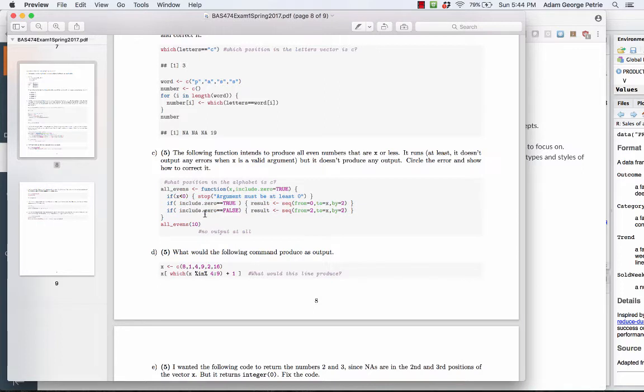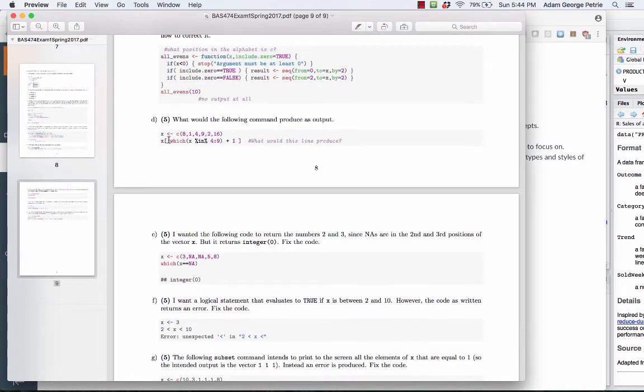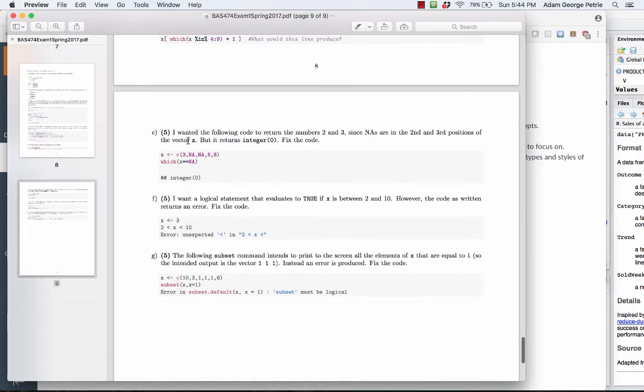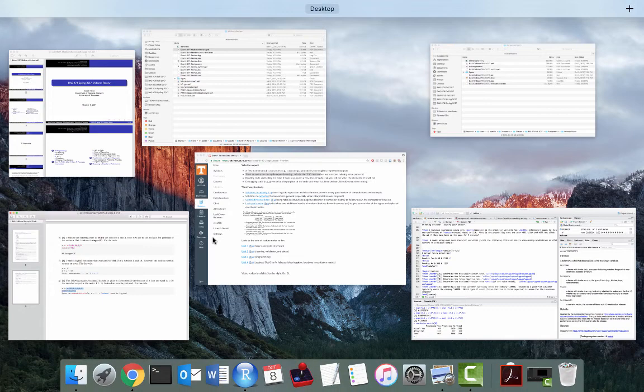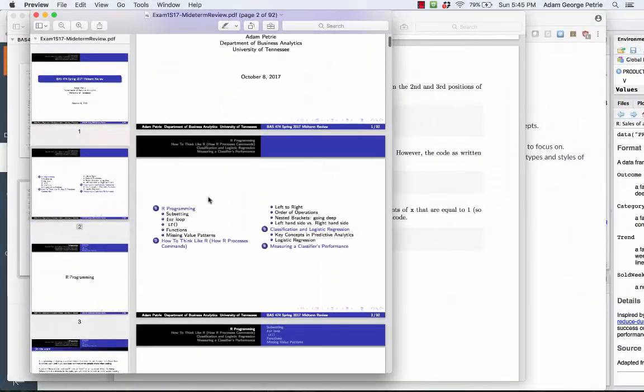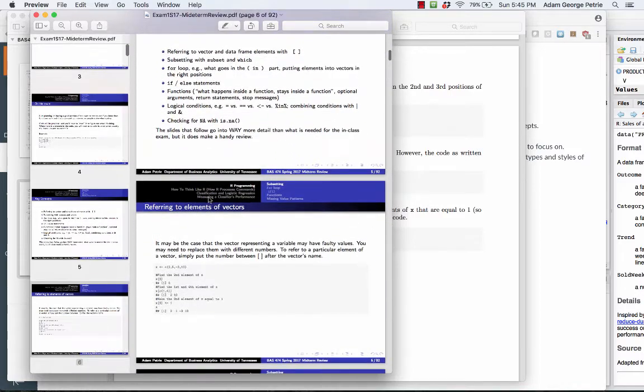So you can look at it, stare at it a while, figure out what the issue is. These are the types of questions I'm going to be asking you about. Here's a command asking what's going to happen when I run this which command, testing your knowledge about square brackets and the which command. Here's a question about checking to see whether an element of x is NA, is it missing or is it present? Here's a question about logical conditions, and here's a question about the subset command. This is stuff that you've done quite a bit, so hopefully you shouldn't have too much of a problem identifying where issues are inside the code.